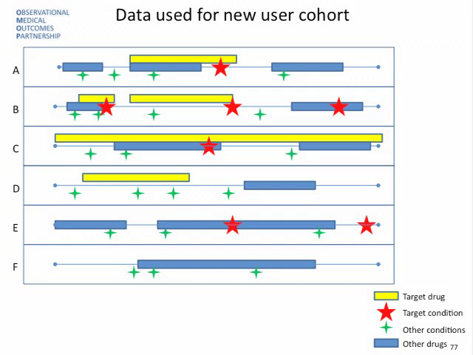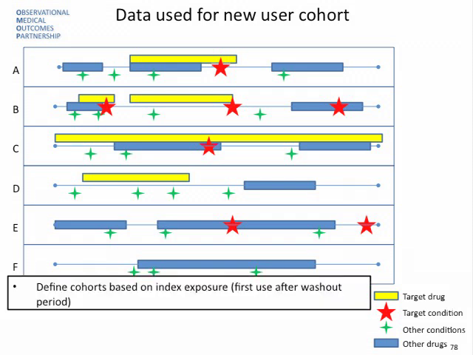Let's start with the new user cohort design. Again, let's pretend that A through F represents the population in your database. You can see that you have a lot of choice here as to how you might select people to be in your cohort. So for a new user cohort, it's kind of obvious, we want to assure ourselves that we're catching people at the beginning of their exposure time to the drug of interest.